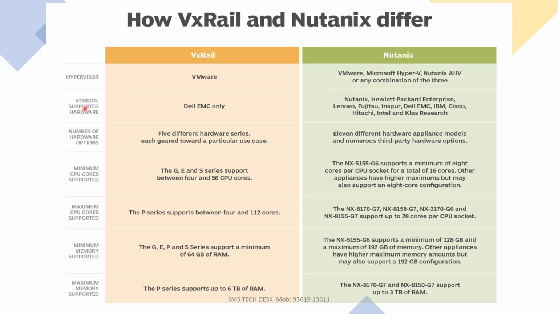So next is vendor supported hardware. For VxRail, the only supported hardware vendor is Dell EMC. But if you want to implement Nutanix in your data center, you can choose multiple vendors. For VxRail you have no other option, only Dell EMC, because they are the only manufacturer of VxRail. But if you want to implement Nutanix, you can select Nutanix hardware offered by the OEM. You can also go for HP hardware. You can go for Lenovo.